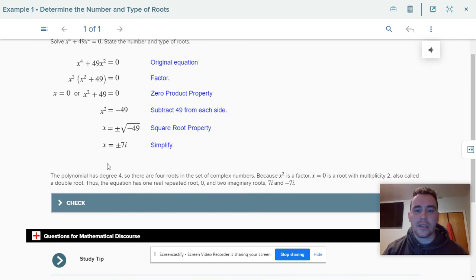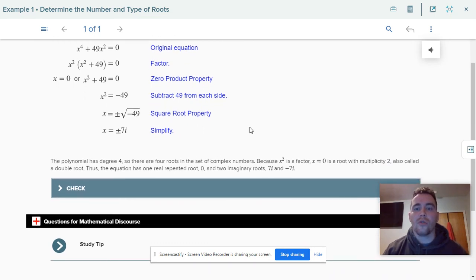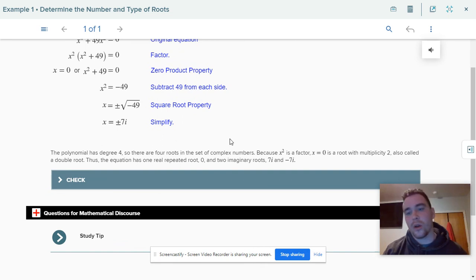It says because x squared is a factor, x equals 0 is a root with multiplicity 2. You can't have plus or minus 0. Right? If you add 0 or subtract 0, it's the same. So that's why the multiplicity there is 2, or they call it a double root. I'll just say multiplicity 2.